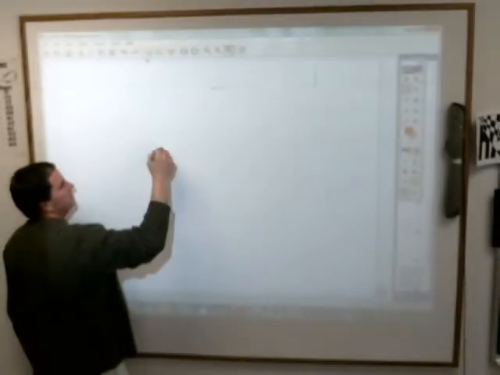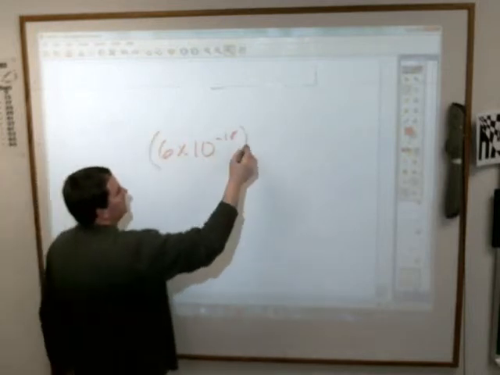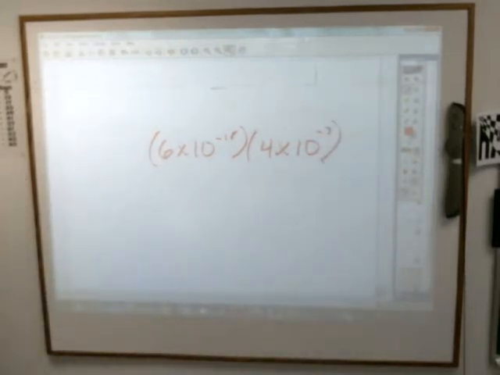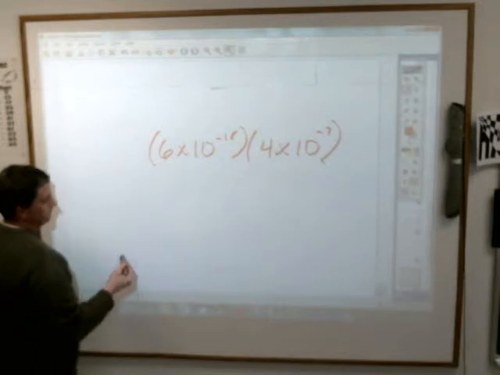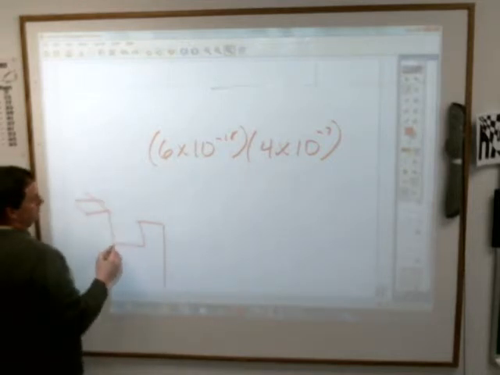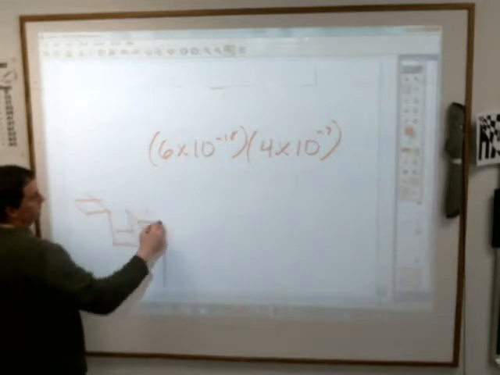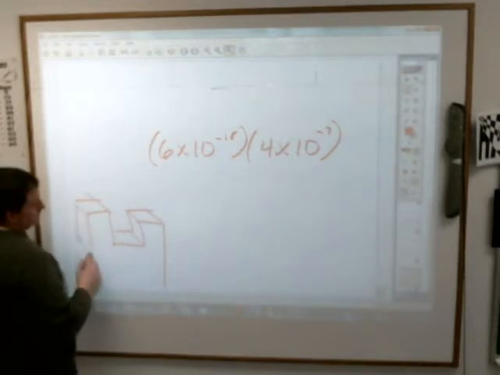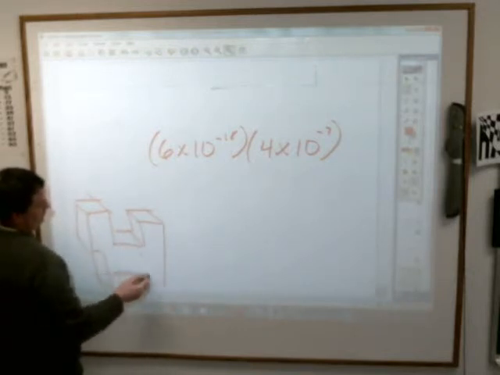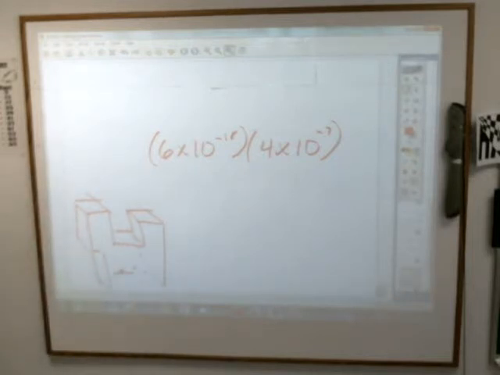How about this one? 6 times 10 to the negative 18th power times 4 times 10 to the negative 7 power. Give me an answer to that. And again, not writing out a bunch of zeros. The reason we do this is it's a lot easier to do it this way than to write it all out.